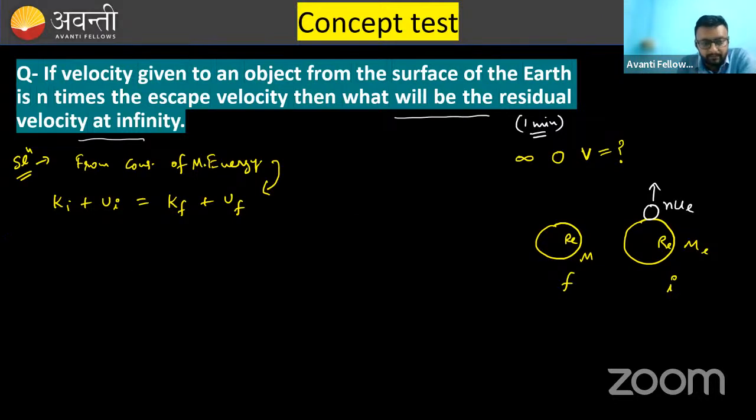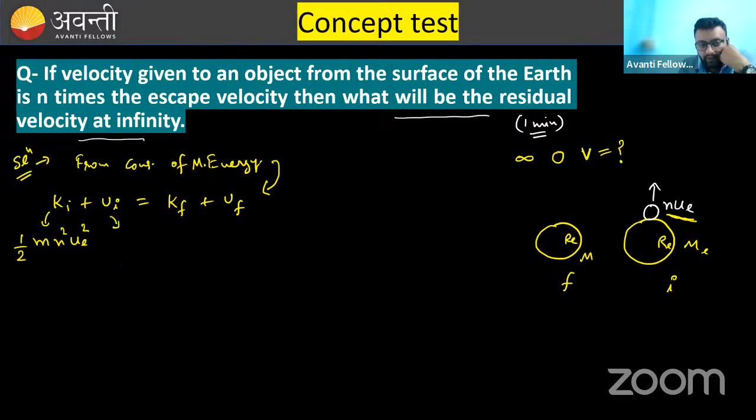Kinetic energy initial will be half mv square. Is it clear? That will be half, mass of the object I am taking as m, times v square. The initial velocity is n times ue, so if you square it, it will become n square ue square. Just respond in the chat box whether it's clear to you or not. Are you listening to these things or not? This is the initial kinetic energy.